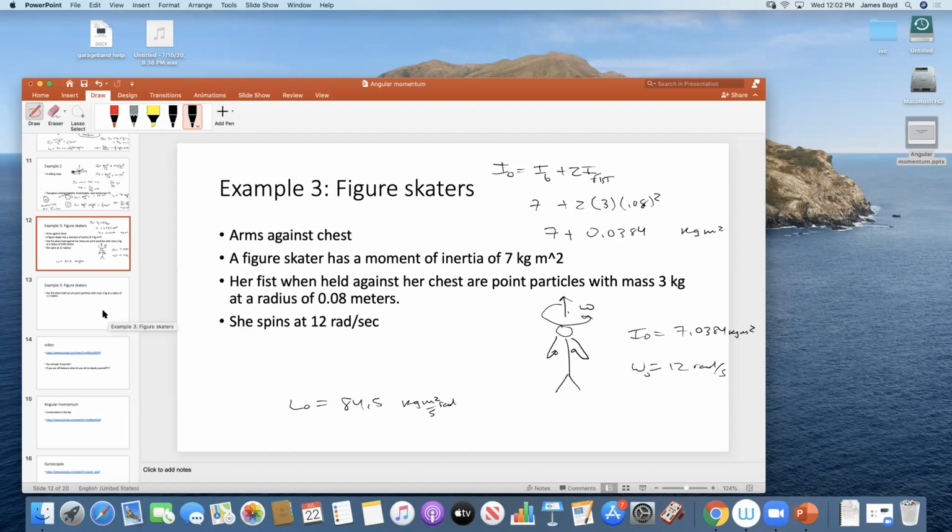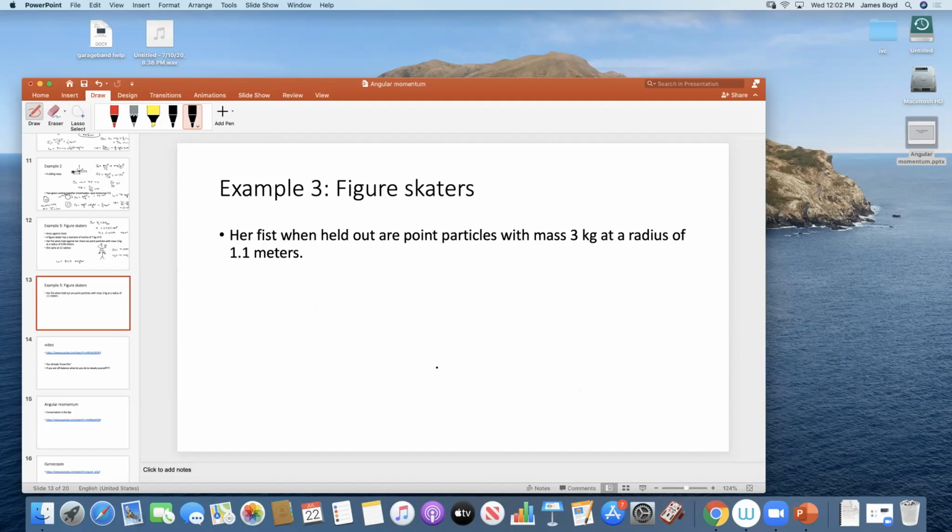84.5 angular momentum. Now, when she throws her fists out, what is I final? Well, I final is still her body plus 2 times I of her fists at the new 1.1 meters. So this is 7 plus 2 times the mass times 1.1 squared. And this ends up being 2 times 3 times 1.1 times 1.1, 7.26. So 7 plus 7.26, which means that her I final is 14.26 kilogram meters squared. By throwing her fists out, she's doubled her moment of inertia.